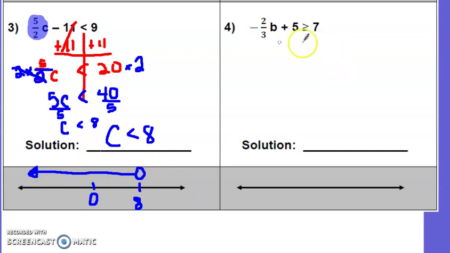So what I would like for you to do is I would like for you to pause the video, and I would like for you to solve example number 4.